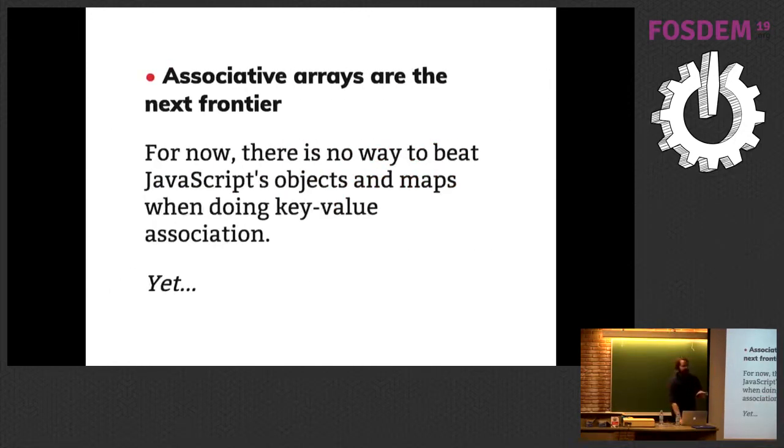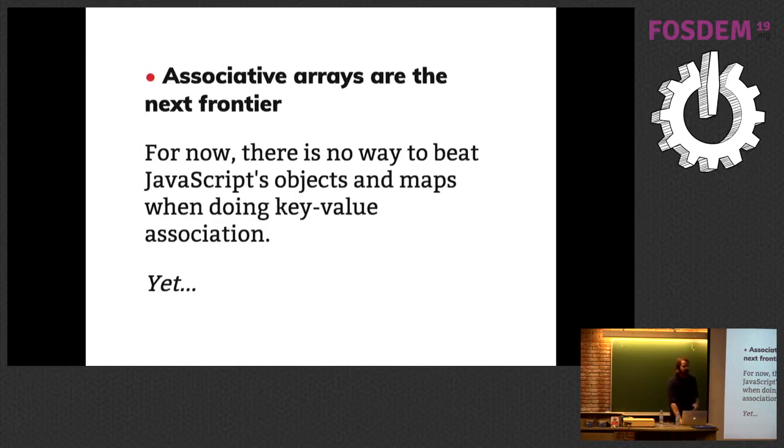Okay, and so the next frontier, if you want to improve data structures, is that for now, nobody has been able to beat associative arrays in JavaScript. It means that you cannot go faster than a map, you cannot go faster than the object. It's not possible yet when doing key value association.